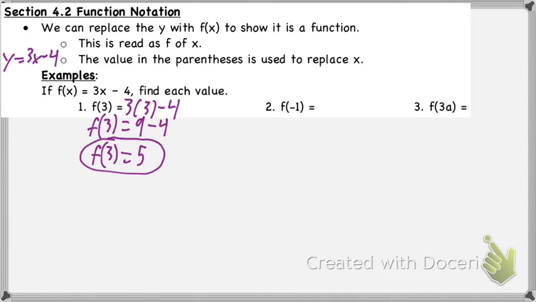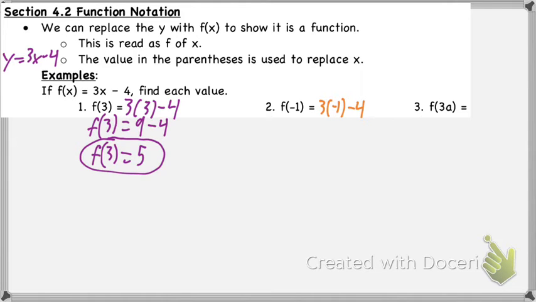On number 2, if f of negative 1, and we're using the same f of x equals 3x minus 4, can somebody tell me what I would do with the negative 1? I'm plugging it in for x, right? Can somebody help me know what to write? 3 parentheses negative 1 minus 4. Yep, 3 parentheses negative 1 minus 4.